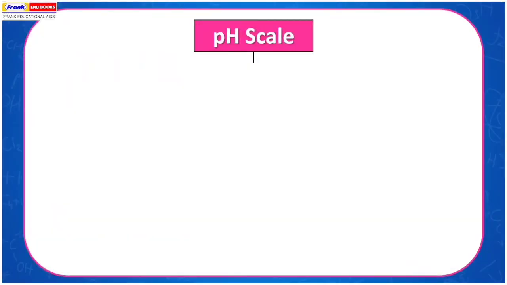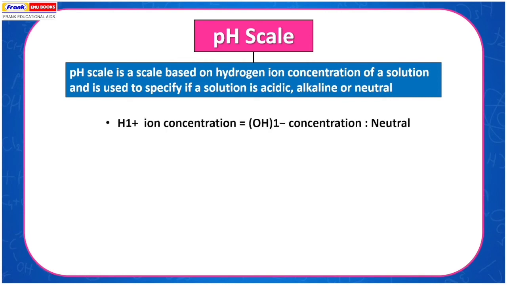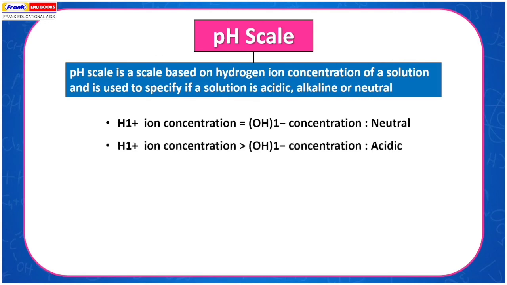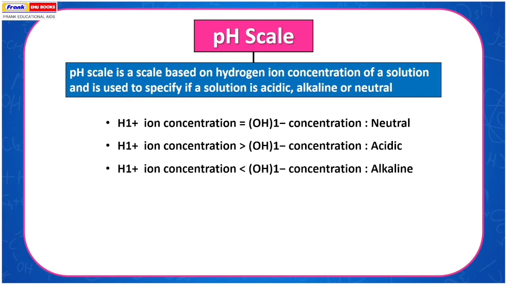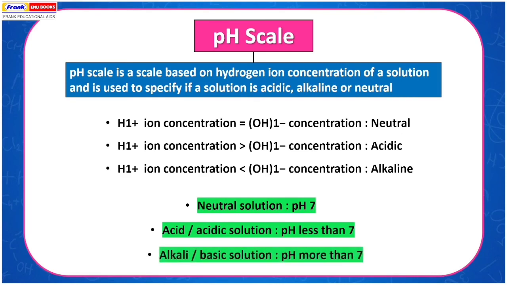pH scale. The pH scale is a scale based on hydrogen ion concentration of a solution and is used to specify if a solution is acidic, alkaline or neutral. Hydrogen ion concentration equal to OH minus ion concentration: neutral. Greater than OH minus ion concentration: acidic. Less than OH minus ion concentration: alkaline. Neutral solution has pH 7, acidic solution pH less than 7, alkaline solution pH more than 7.